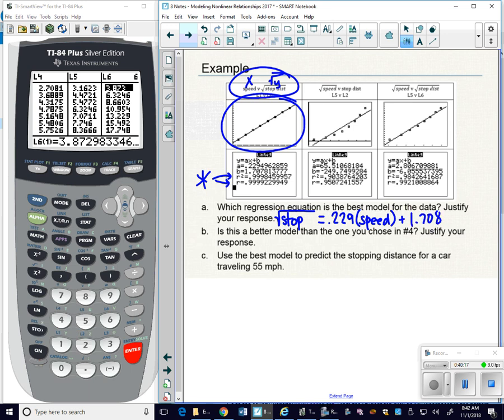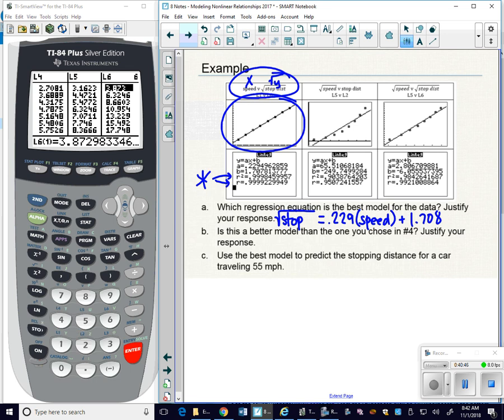And I'm going to say that this is the best model for the data because not only is my correlation coefficient almost 1, my r-squared value is almost 100%. So almost 100% of the variation in the square root of the stopping distance can be explained by this linear model that's based on the actual speed of the car. And it says, is this model better than the one we chose in number 4? Yes. Not by much, but yes, it's better.